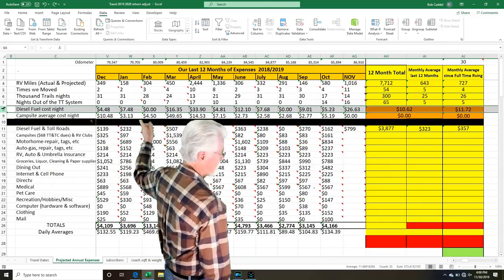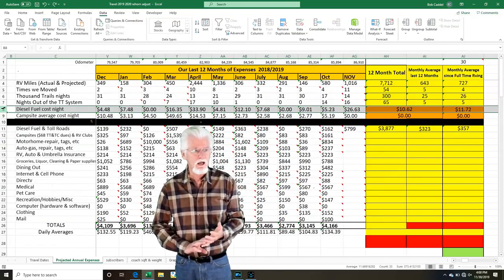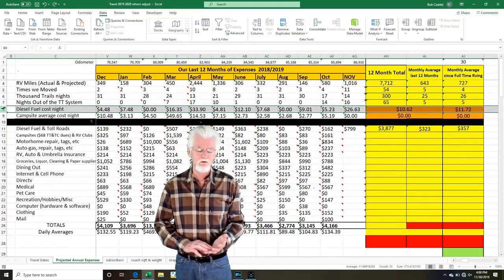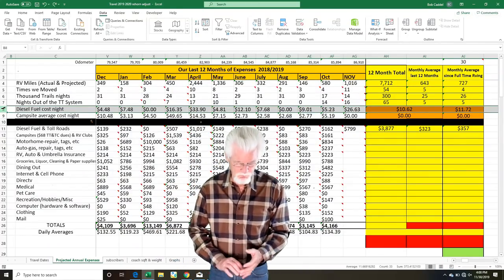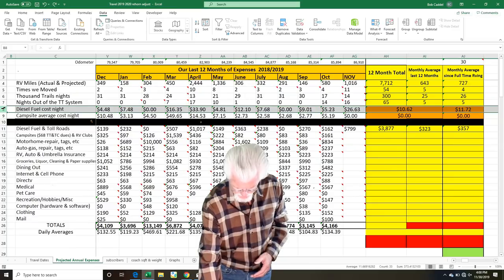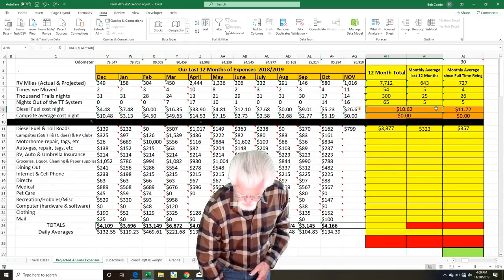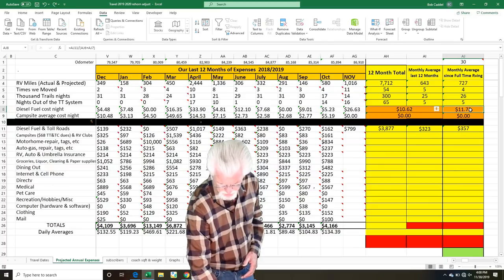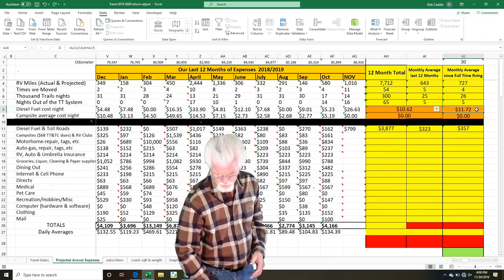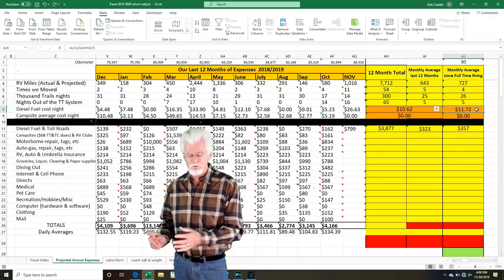So this whole row up here is the average we spent each month for diesel fuel per day. I just like keeping track of it. It gets it down where I can kind of get an idea of what we're spending. And for the last 12 months, we've averaged $10.62. And since we've been on our RV adventure, we've averaged $11.72 per day for diesel fuel.